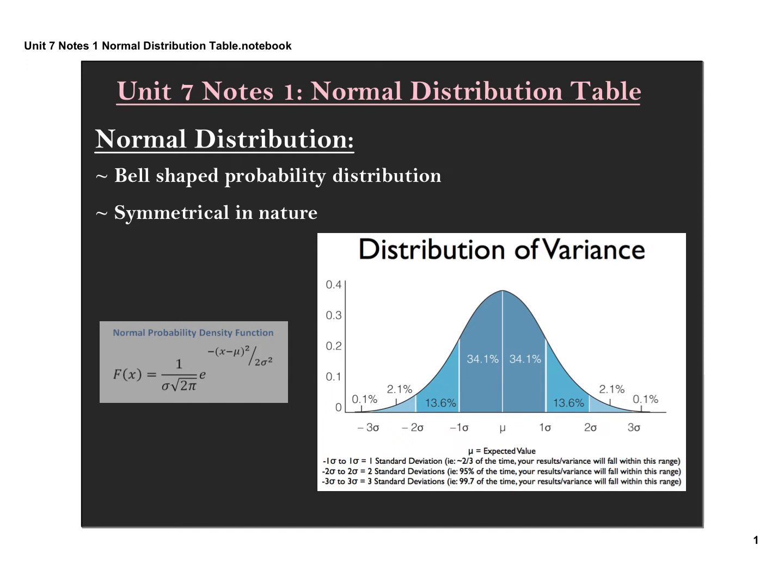In Unit 7, we start talking about the normal distribution. So the normal distribution is a bell-shaped probability distribution where you have a line of symmetry. It's a symmetrical curve where you have a line of symmetry down the middle, and that line of symmetry is the mean of your data.